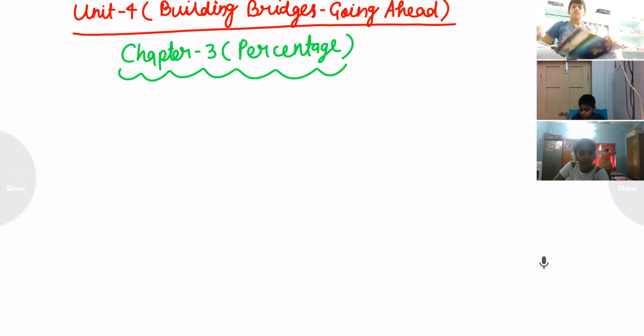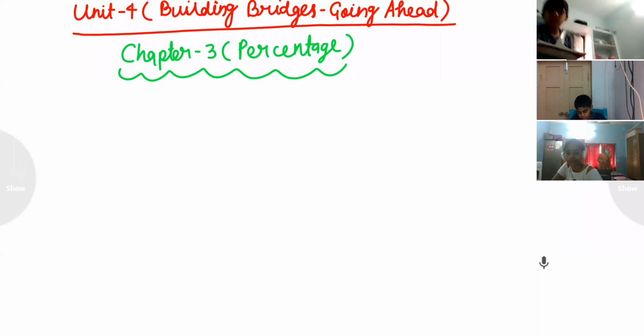The title of Unit 4, Building Bridges. Already we are going to complete our Chapter 3, Percentage. Today I am going to explain word problems on percentage.